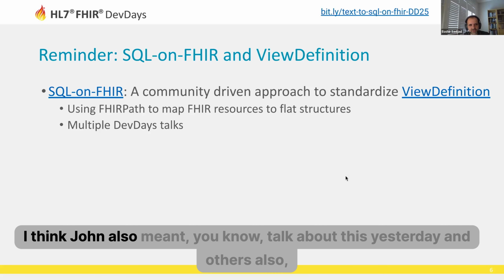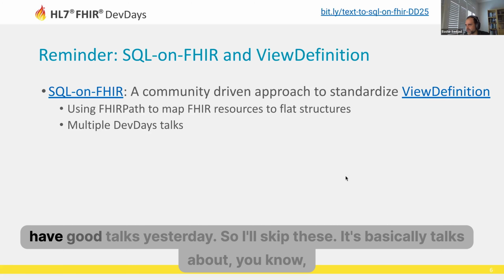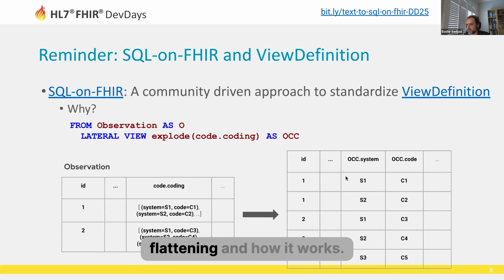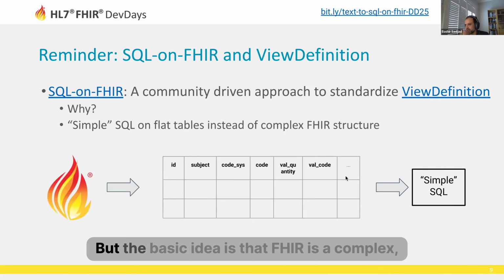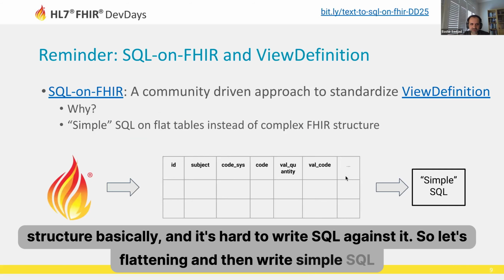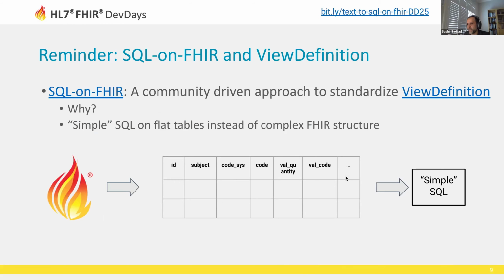I think John also talked about this yesterday, and others also had good talks yesterday, so I'll skip these. They basically talk about flattening and how it works. But the basic idea is that FHIR is a complex structure, and it's hard to write SQL against it. So let's flatten it and then write simple SQL against FHIR.